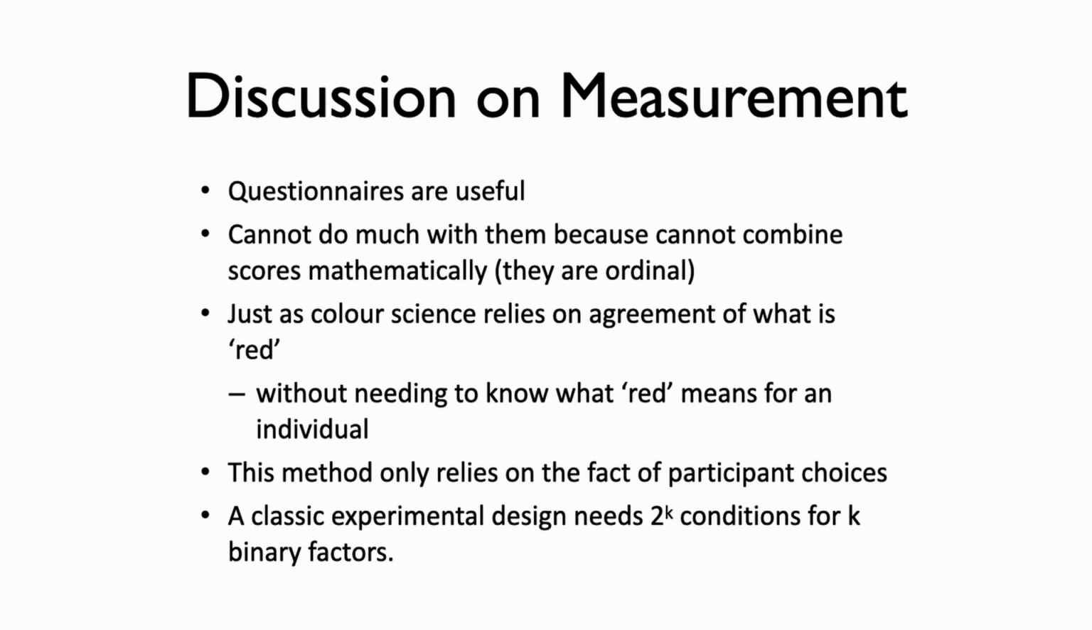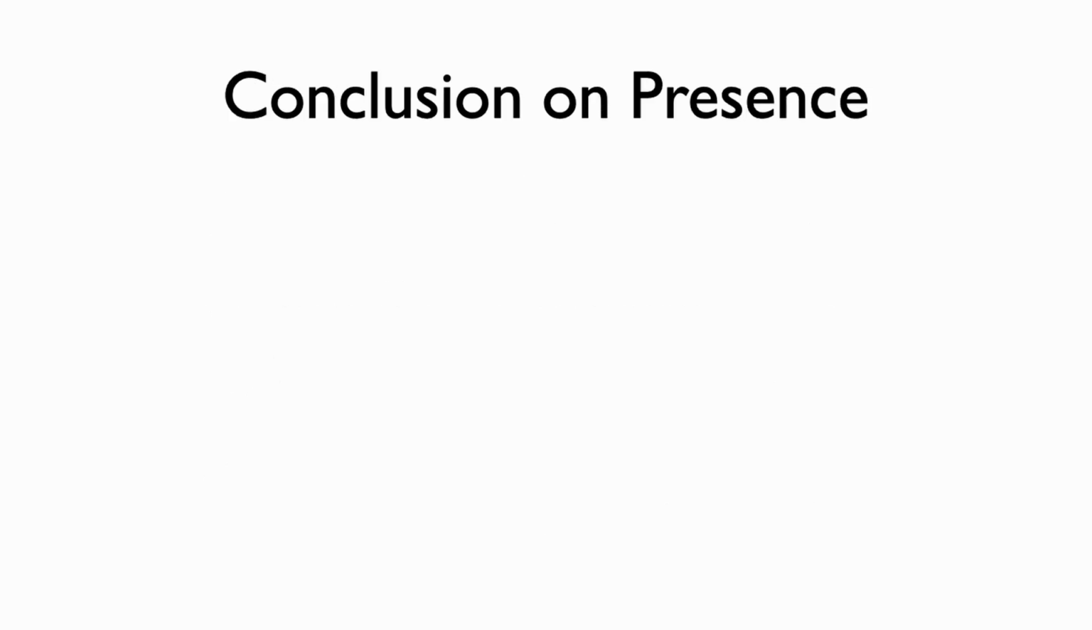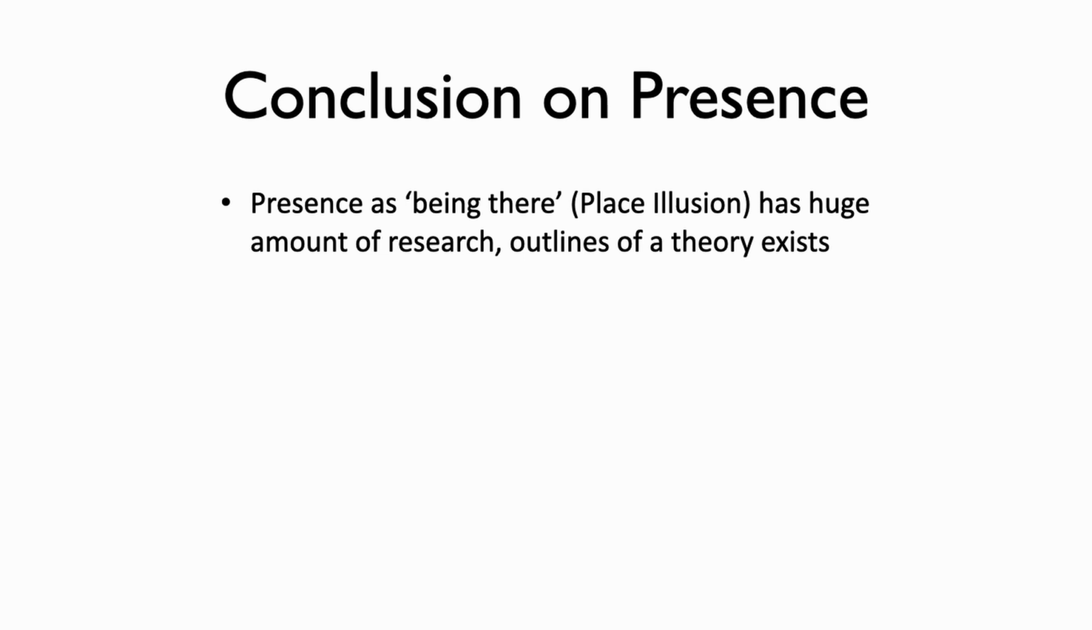And by the way, if you had k binary factors, like in the last experiment, where we had 4 factors each at 3 levels, then if you wanted to carry out a classical experimental design to test which combination of factors was best, you need 2 to the power of k conditions. So my conclusions on presence, presence as being there, place illusion.